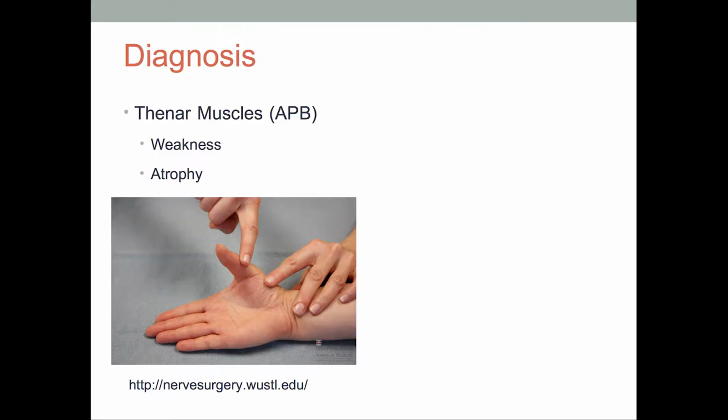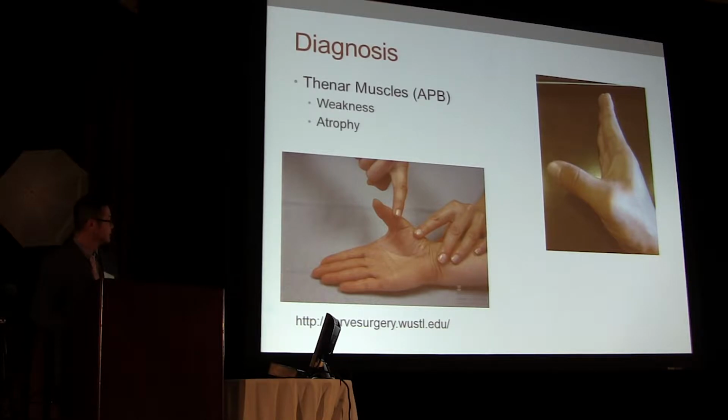So the diagnosis, this is how you diagnose. When you do a motor exam, you look for weakness and also atrophy. This is one of the pictures of how to test the abductor pollicis brevis. I like this picture as well. I ask them to do palmar abduction, perpendicular to the plane of the palm, like this. We'll go over that in the demonstration.